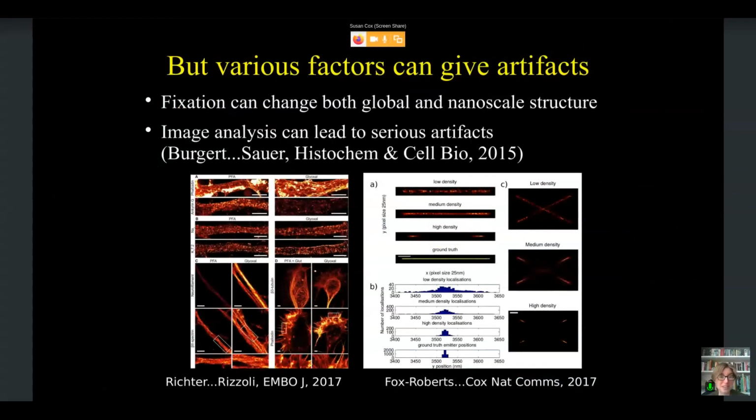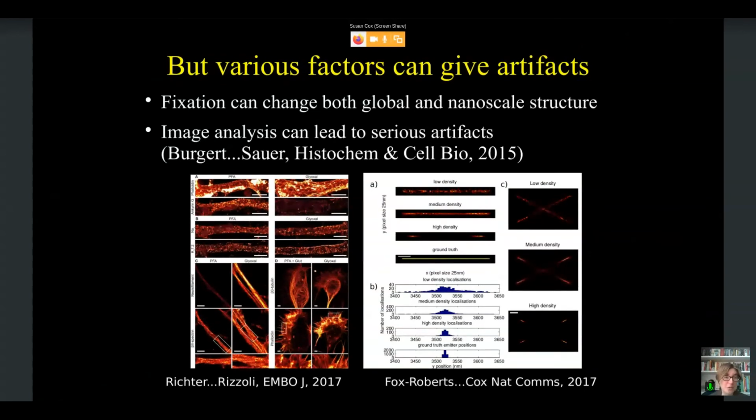Now, of course, I said that I was going to talk about artifacts, and there's a lot of that coming up, but I first want to introduce that idea here. There are a lot of possible ways that you can get artifacts in localization microscopy images, and I just want to touch on some of the ways which are not analysis-based first, because obviously in my career I've been quite focused recently on the analysis-based artifacts.